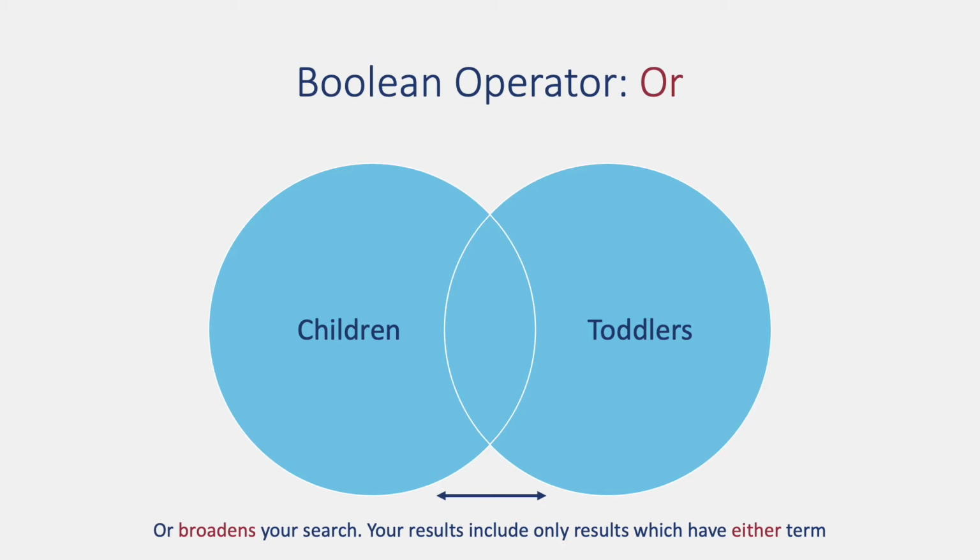The second Boolean operator is OR. So if you were doing research on children from the age of 1 to 5, you might want to broaden the search term that you're using. Some of the literature may use the word child or children, and some may use the word toddler. So in this case, you want to include either of those terms. You can use the OR operator to tell the database to give you results that have either children or toddlers.